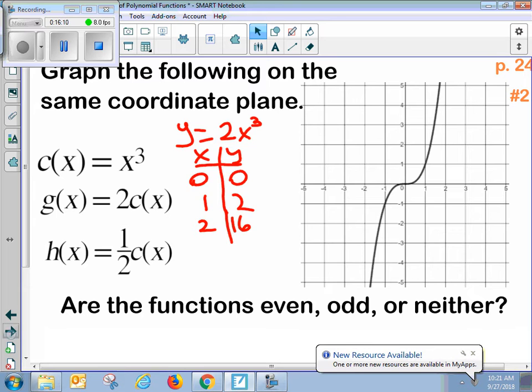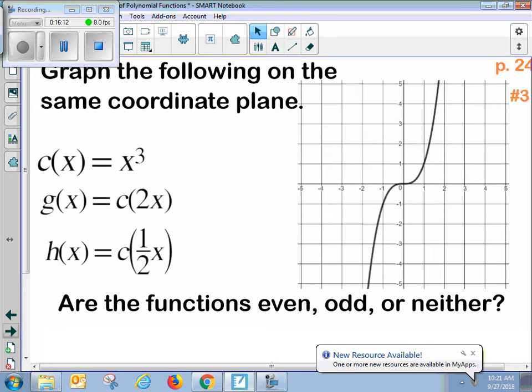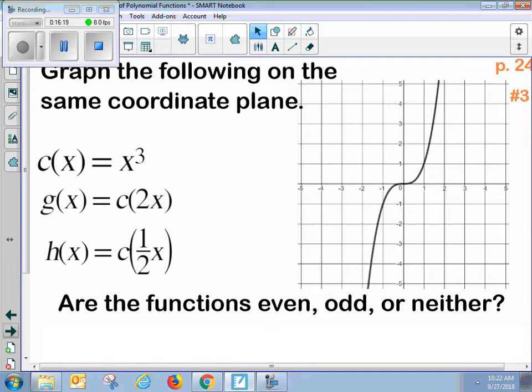Okay, next thought. What's happening here? I gave you the parent. I put numbers inside the parentheses. So show me with your hands what's happening. Good. Horizontal, stretch and compress. And then would that still be odd? Yes, definitely an odd function.